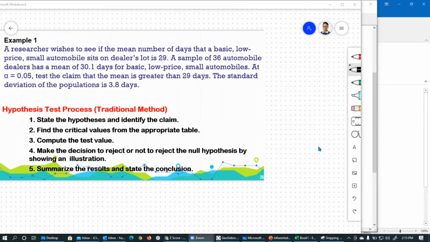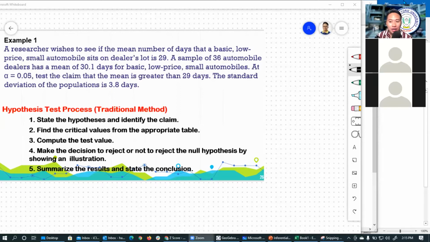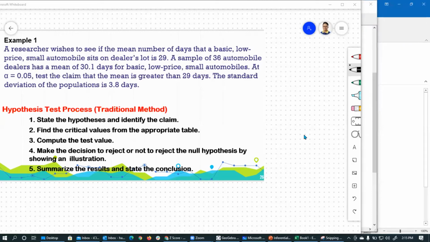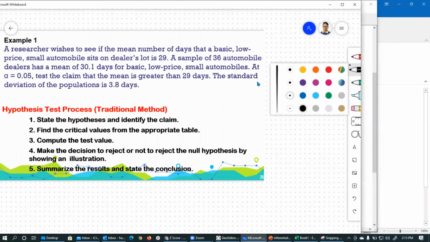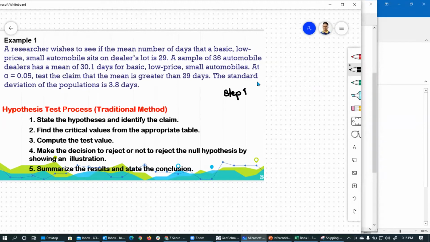All right, time's up. I'm going to ask one person to answer each statement or each step. So let me hear from Alisa Tan. What's going to be our statement of hypothesis? What's our null and alternative hypothesis?